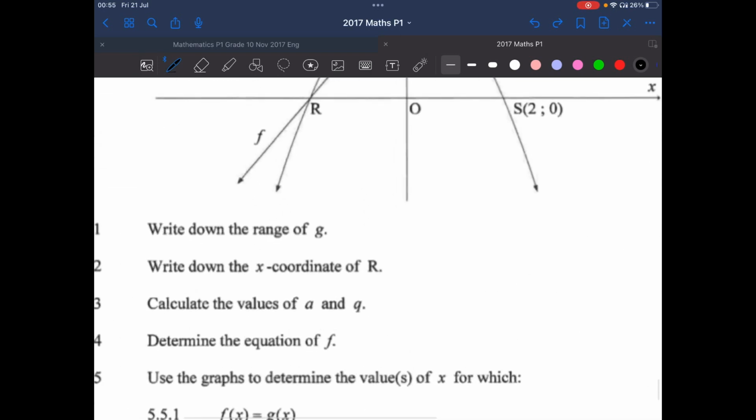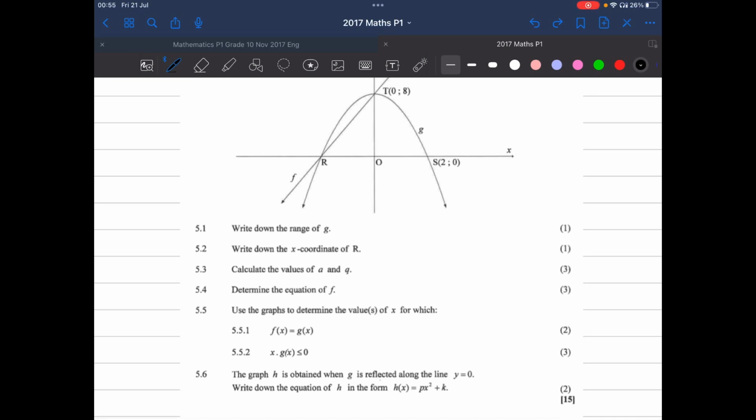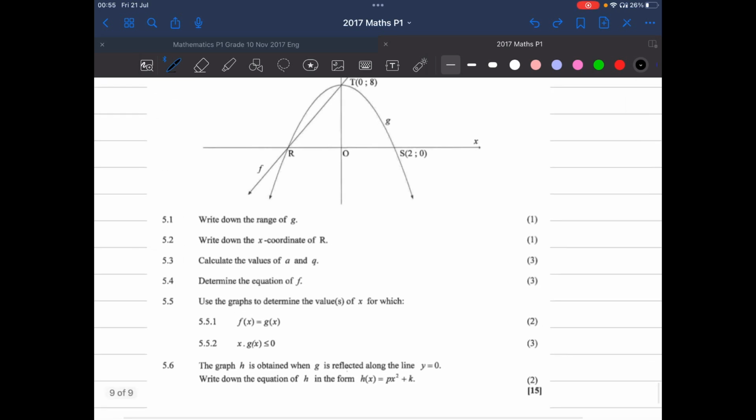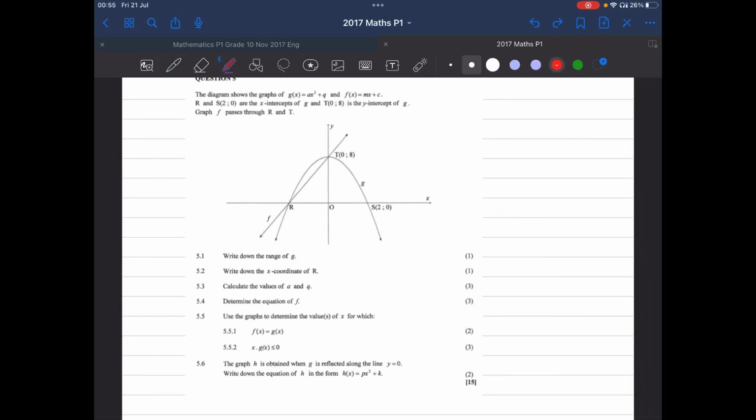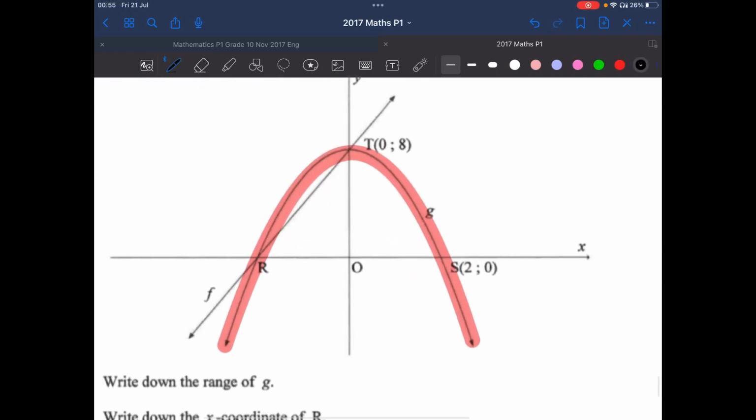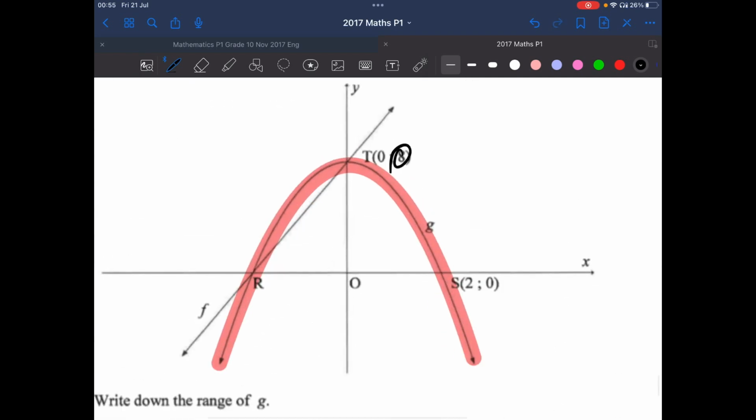Okay, so first question is, what is range? Range is the y values, essentially what's the extent of the y values. So if you look at g, which is our parabola here, you can see that it goes down to infinity, right? But it has a cap here of how high it can go. Okay, so what's that upper limit? Well, it's 8, right?